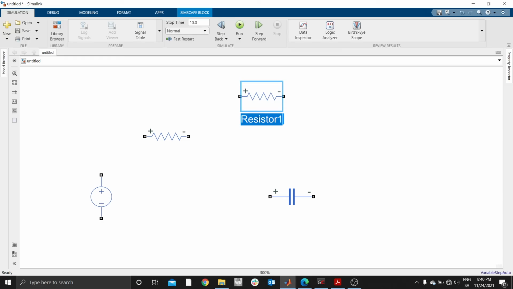This I can now rename. You can say this one is leakage resistance. Then we have the equivalent. This is the battery circuit. Maybe you can do some more research on the battery circuit.